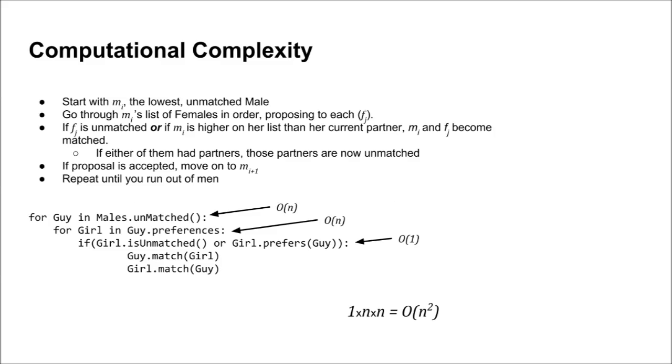Looking at it a different way, we have the first loop here, for guy in males.unmatched. This runs O(n) because it runs for n males. Inside this loop, there is another loop, for girl in guy.preferences, which goes through all of the girls in order. That runs through n girls. And inside that, we say that this bit runs in constant time, so we've got 1 times n times n, that's O(n squared), which is the big O notation.